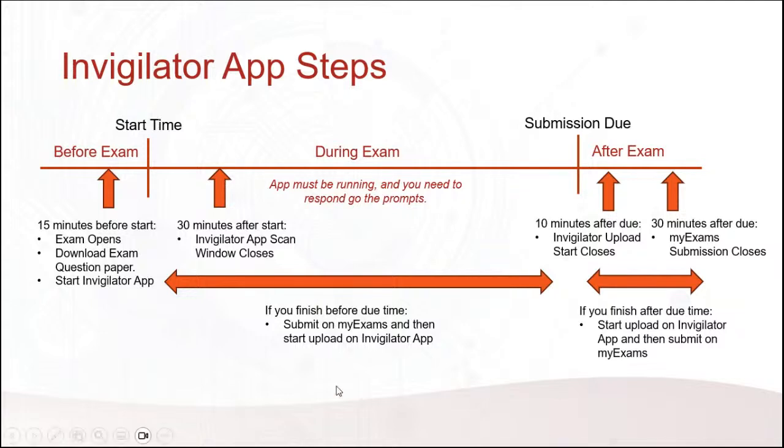Okay, now these are the time scales that they give us. Before your exam, 15 minutes before the exam opens, you can download the exam paper. You can start the Invigilating app. Then you'll get the QR code. You'll scan it in. 30 minutes after the start, the window closes. So if you haven't scanned it after 30 minutes, then unfortunately you've missed your exam.